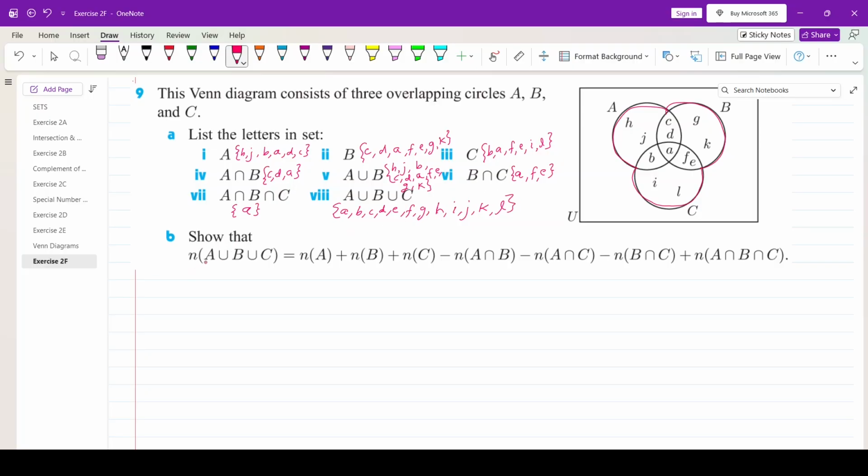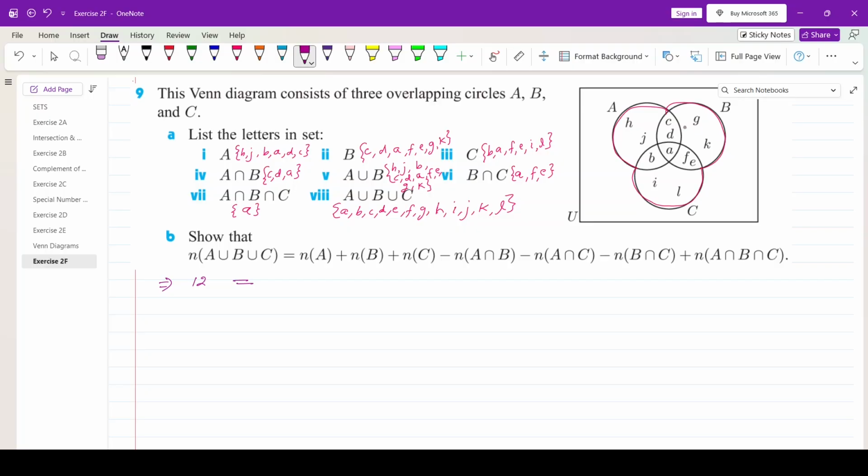Show that the number of elements in A union B union C is equal to number of elements in A plus number of elements in B plus number of elements in C minus number of elements in A intersection B minus number of elements in A intersection C minus number of elements in B intersection C plus number of elements in A intersection B intersection C. So let's write it. Number of elements in A union B union C is going to be all the elements, that is 1, 2, 3, 4, 5, 6, 7, 8, 9, 10, 11, 12. So this is going to be 12.